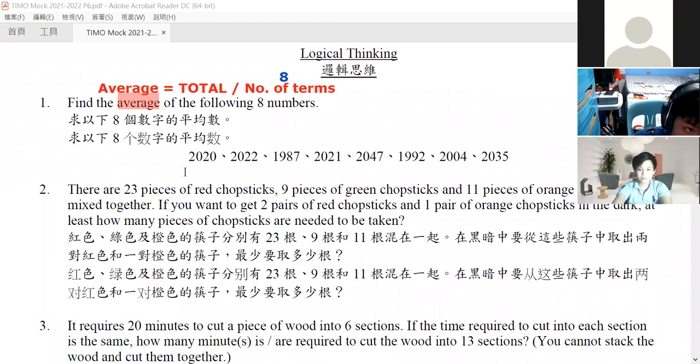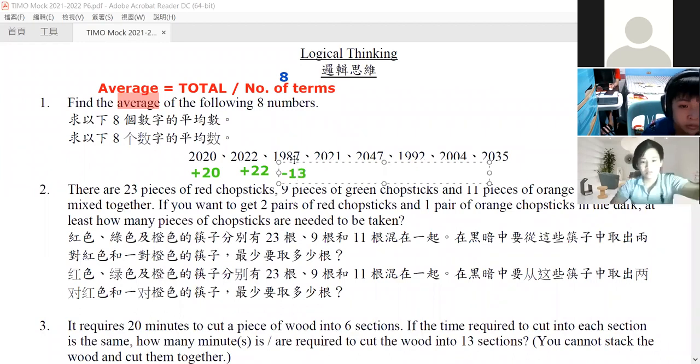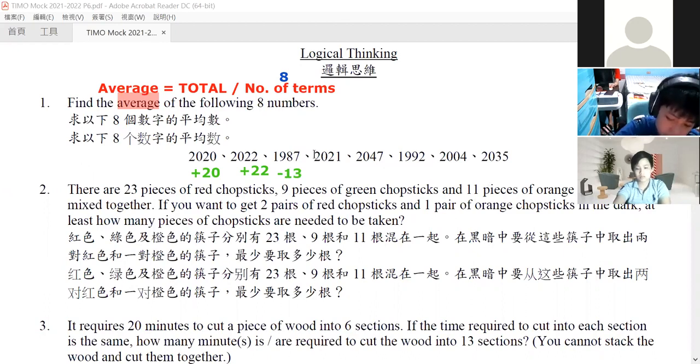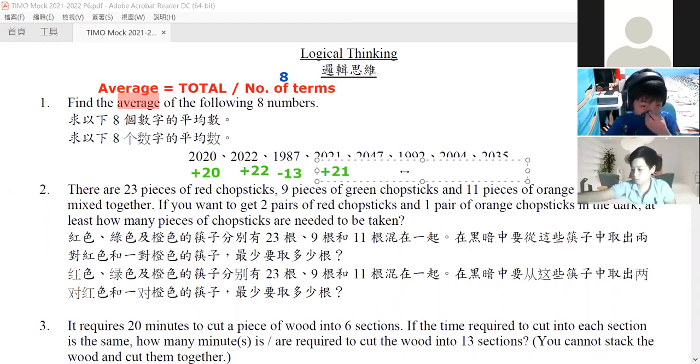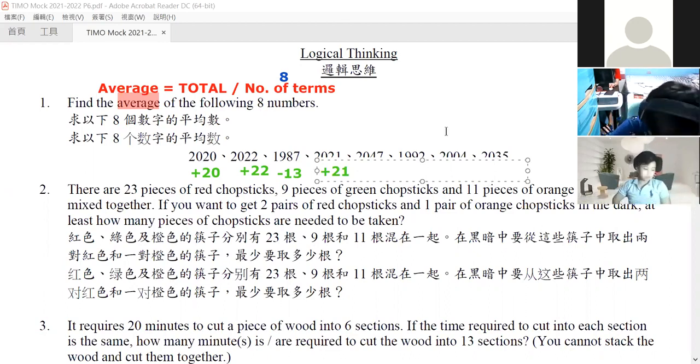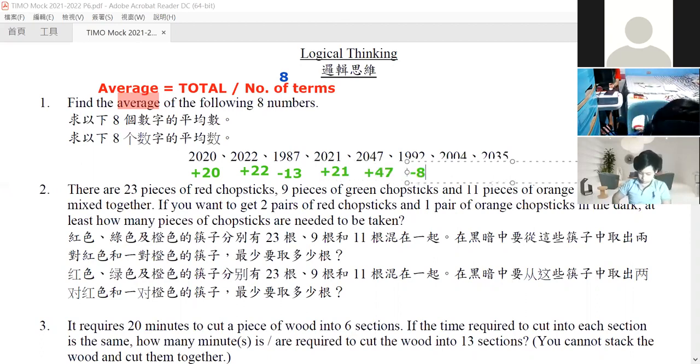So for example, the first number is 2000 plus 20. Our second number will be 2000 plus 22. Our third number is 2000 minus 13. Now notice that 1987 is 2000 minus 13. Our fourth number is 2000 plus 21. And then it will be plus 47, minus 8. Again, 2000 minus 8 is 1992. And then this will be plus 4. And then this would be plus 35.